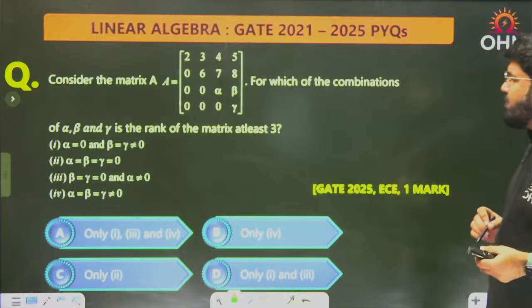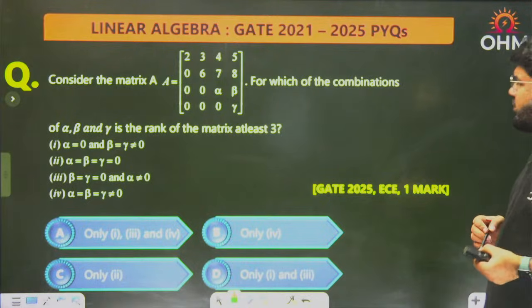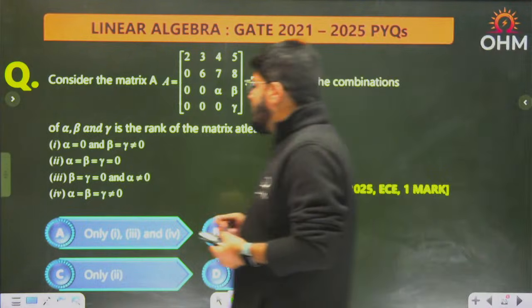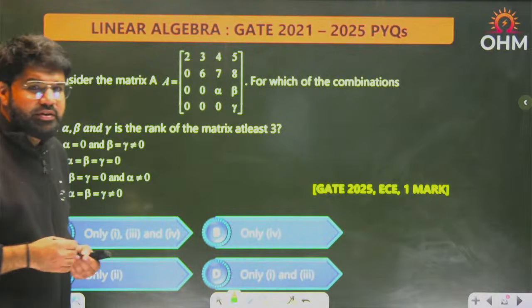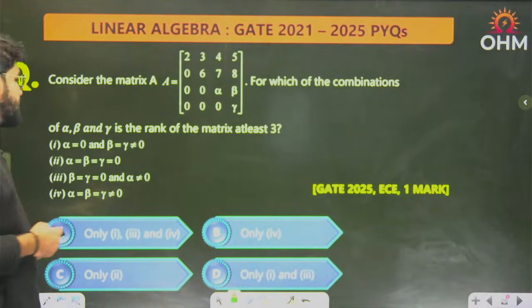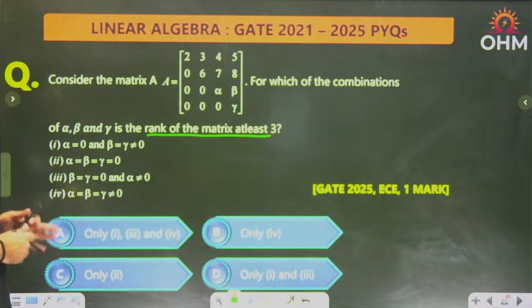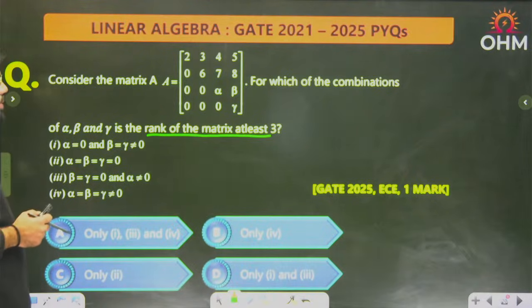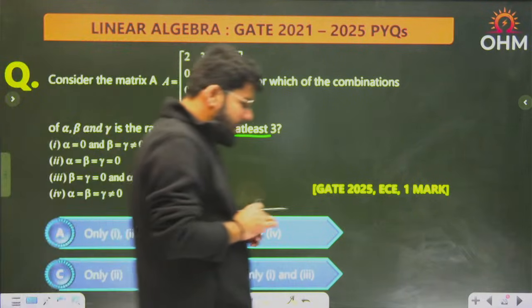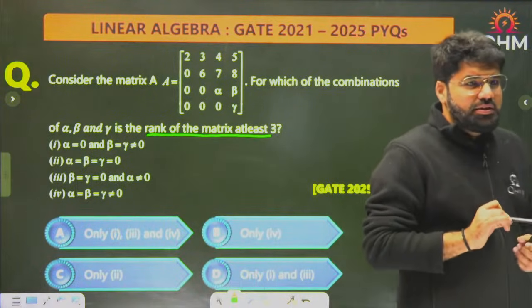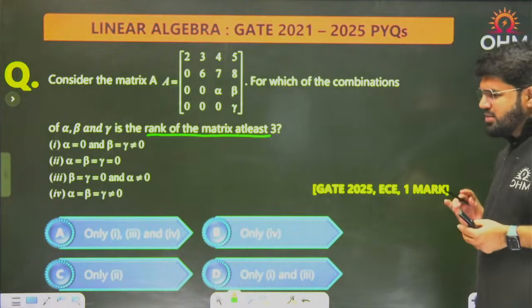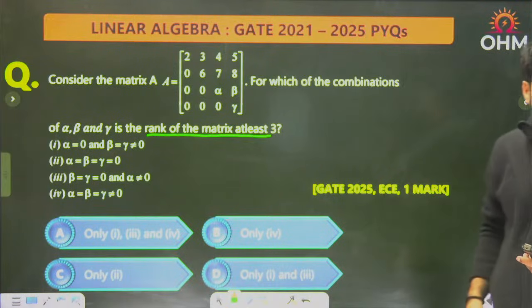Consider this matrix given. For which of the combinations of alpha, beta and gamma is the rank of the matrix at least 3? You want the rank of the matrix to be at least 3. This will happen for what combination of alpha, beta, gamma? Now understand, this is again an important conceptual question. Easy, only 1 mark, but a conceptual question.